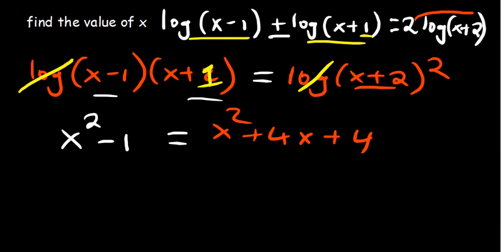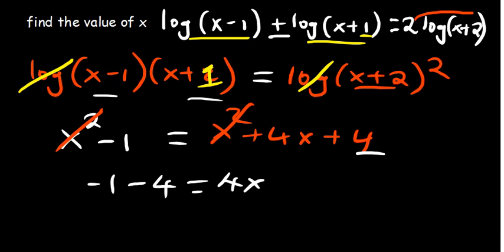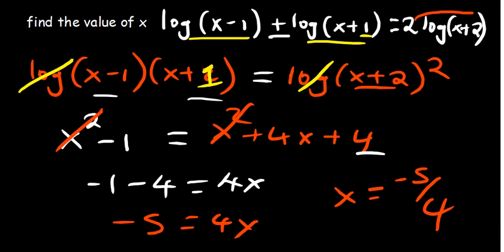How do you go about it? We understand that you can collect the like terms. So the x squared is going to cancel out with that because it's basically the same. So we have -1 on one side. What can we do? The -1 can go the other side. You have -4 is equal to 4x, so we have -5 is equal to 4x, and therefore our x in this case is equal to -5 over 4. So we simplified that equation and we found the value of x.